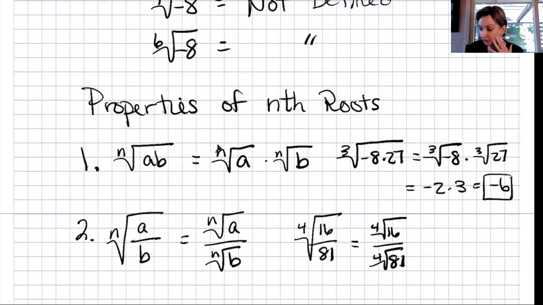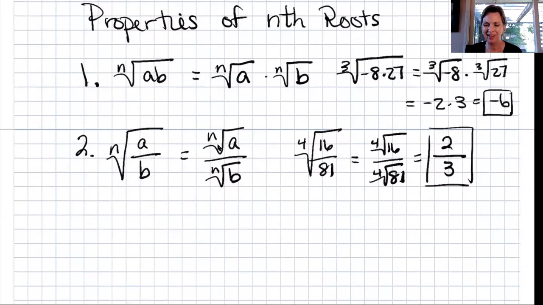right? And I know what the 4th root of 16 is. It's 2, right? 2 times 2 times 2 times 2 is 16. And I do know what the 4th root of 81 is, because that's 3 times 3 times 3 times 3. So it's 2/3. And that's so much easier than trying to figure out what the 4th root of 16/81 is. Okay, so both of those are great.